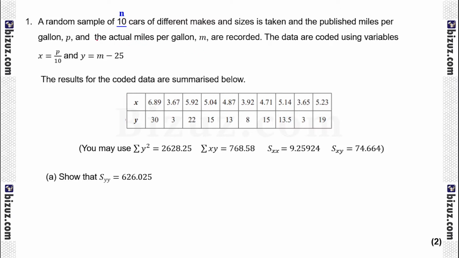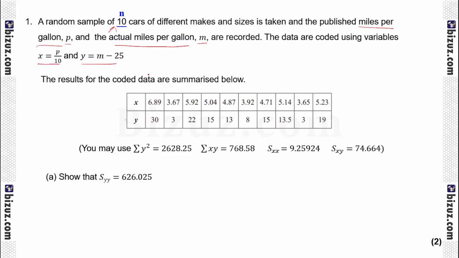Alright, so first question, a random sample of 10 cars. Now this 10 is going to be our value of n, the total number of items, of different makes and sizes, is taken, and the published miles per gallon P and the actual miles per gallon M are recorded. The data are coded using variables x equals p by 10 and y equals m minus 25. So these are two codings that are applied to the collected data.